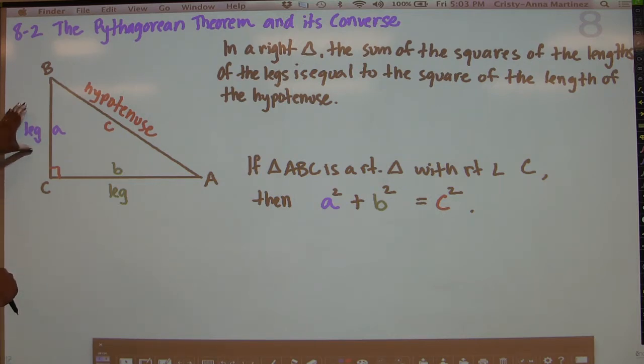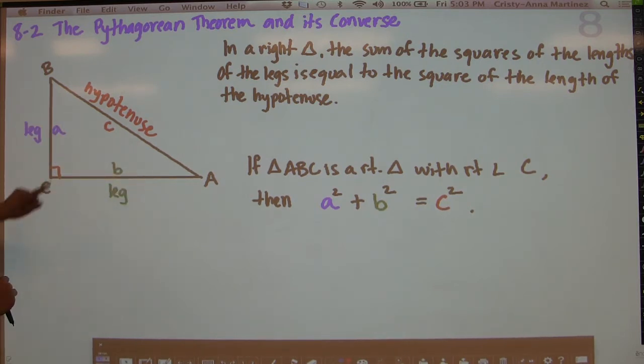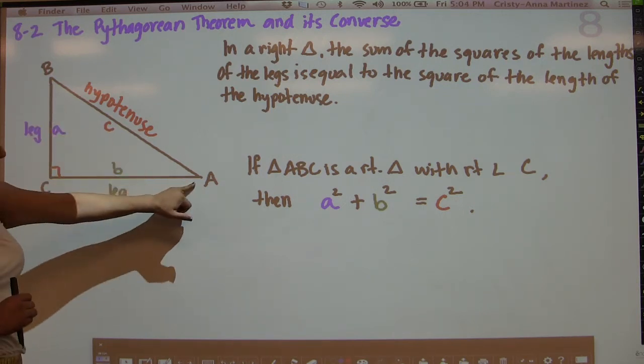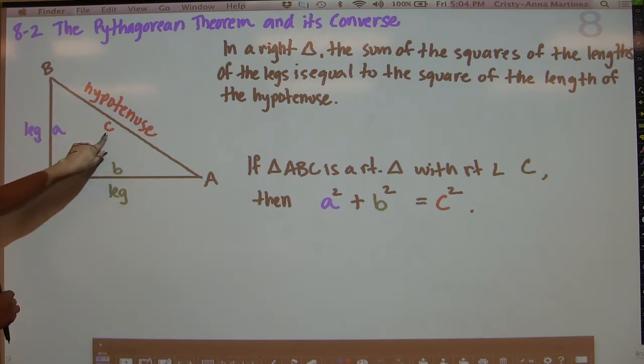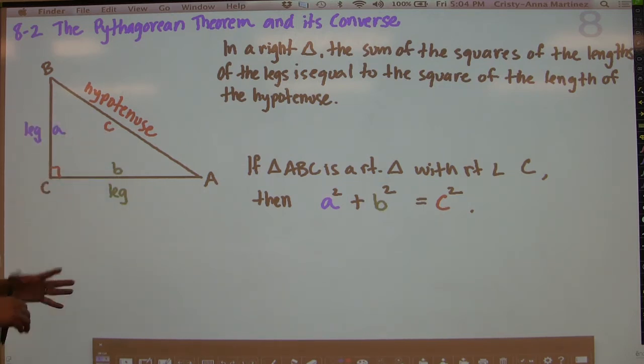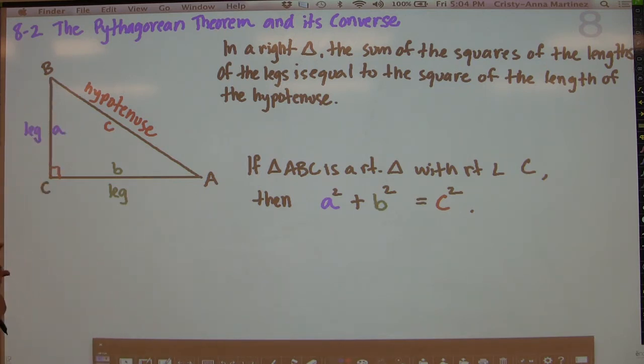So we have two legs and a hypotenuse, and they all have names. We name leg A because it's opposite angle A, and leg B is opposite angle B, and leg C is opposite angle C. So the Pythagorean theorem states that in a right triangle, the sum of the squares of the lengths of the legs is equal to the square of the length of the hypotenuse.